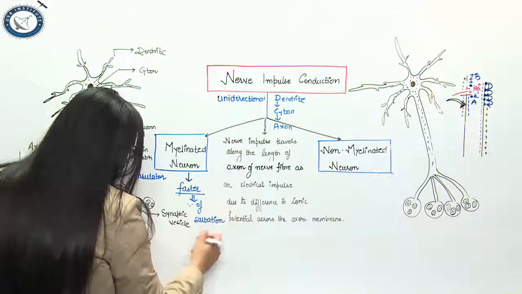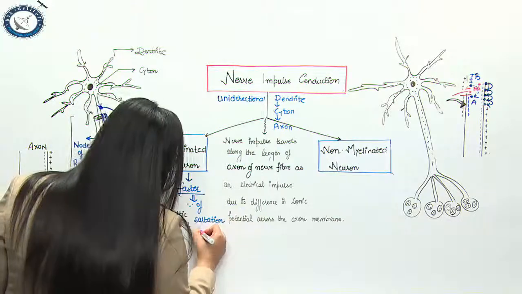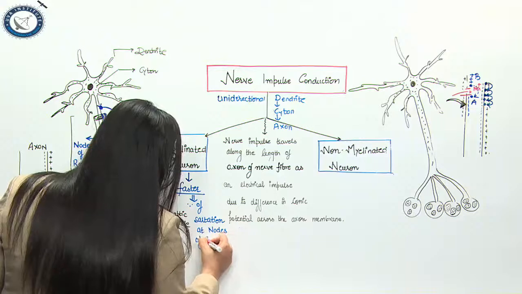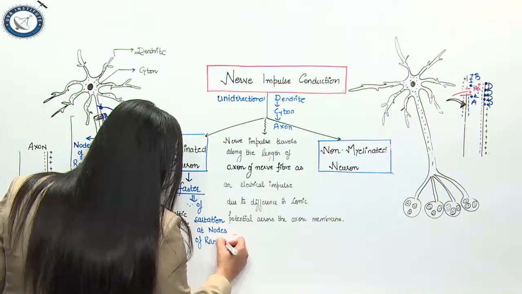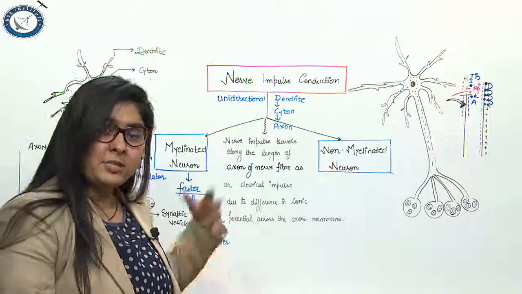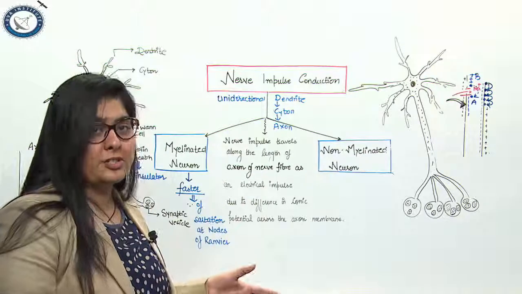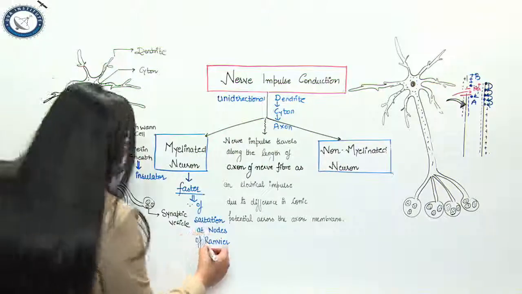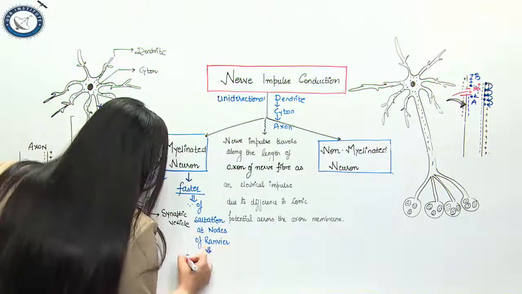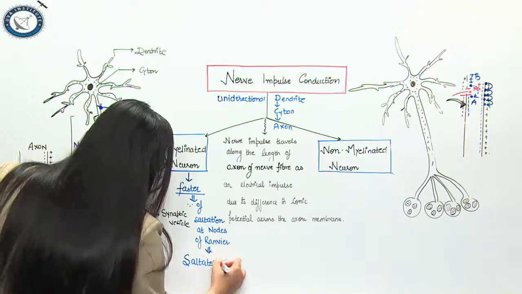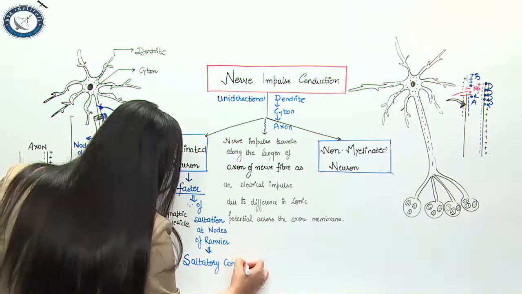Saltation means jumps, long jumps at nodes of Ranvier, because nodes of Ranvier are the areas where they complete the circuit and there is potential difference which is helping us to flow the charges and conduct the impulse forward. And such type of conduction is thus known as saltatory conduction of nerve impulse.